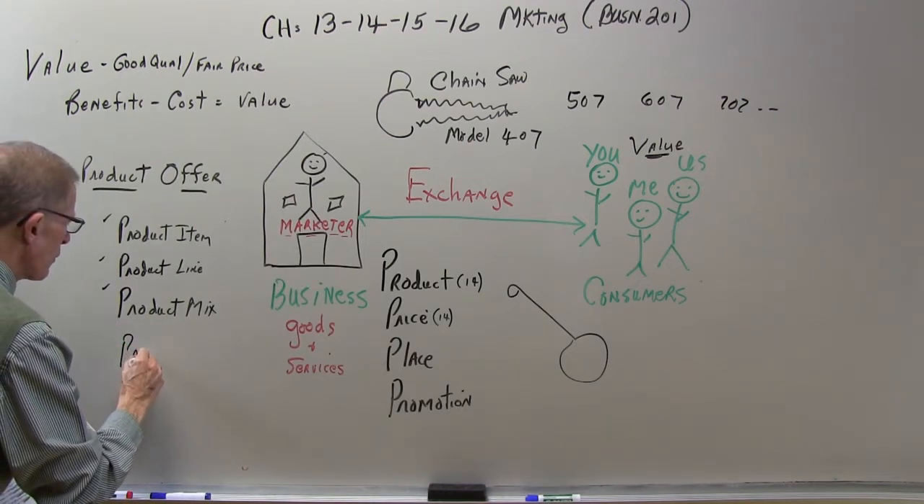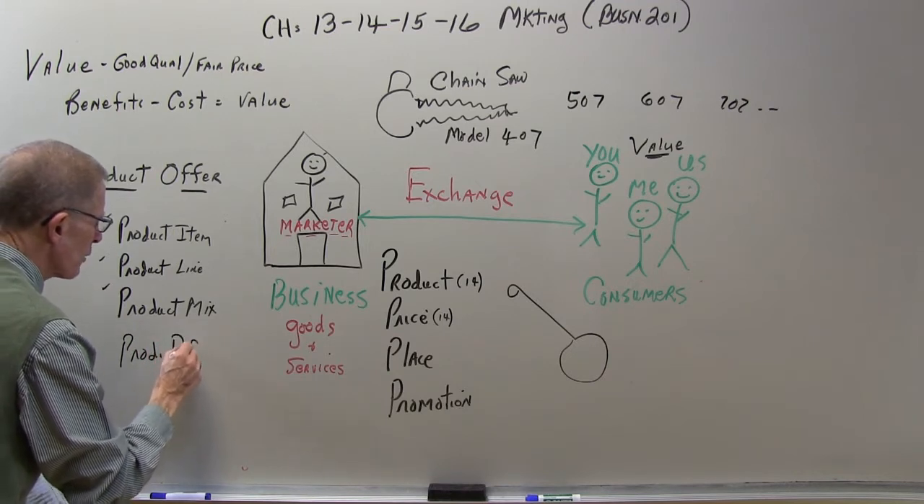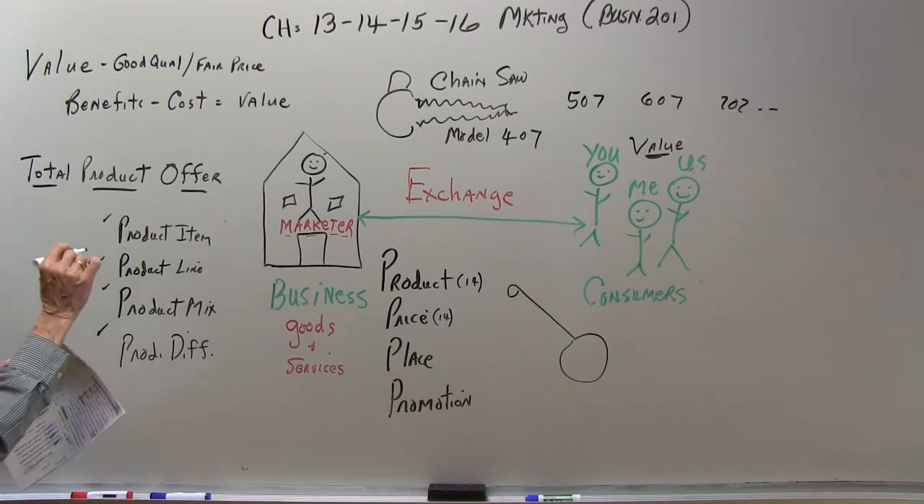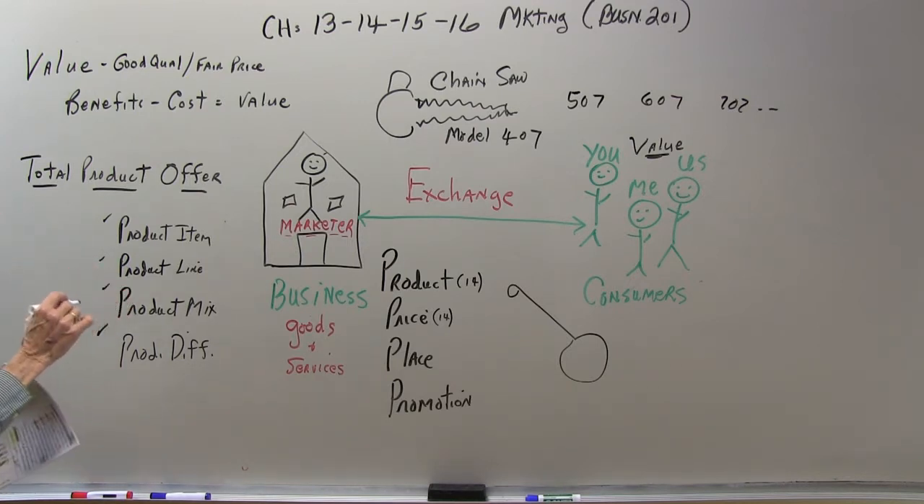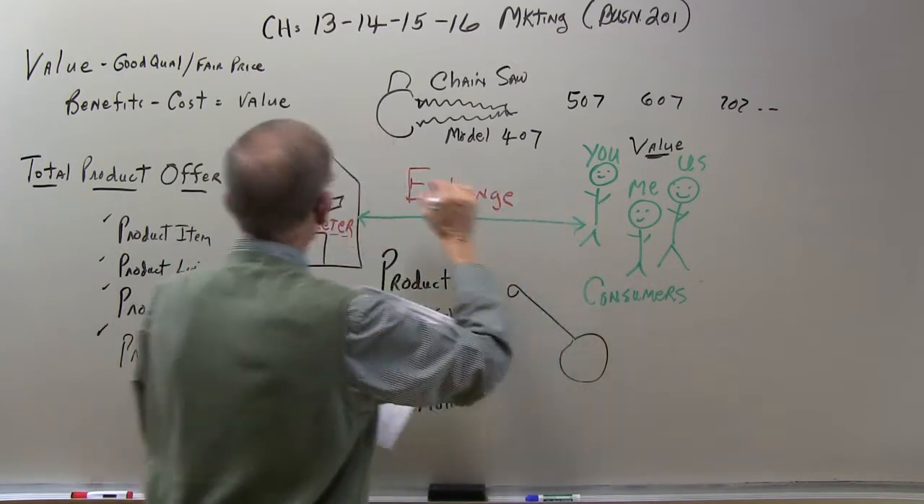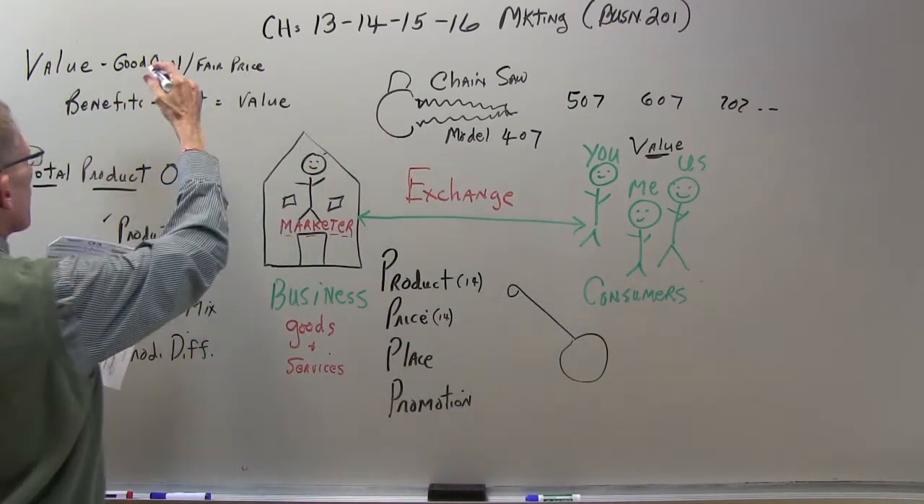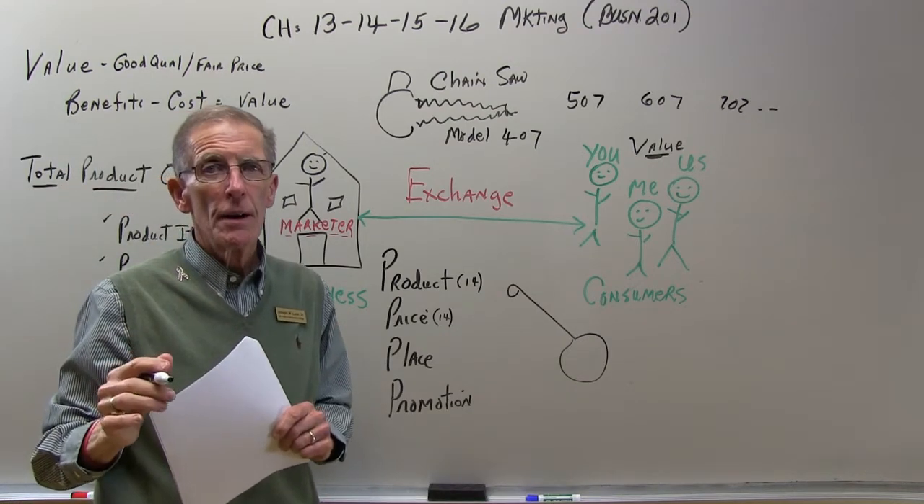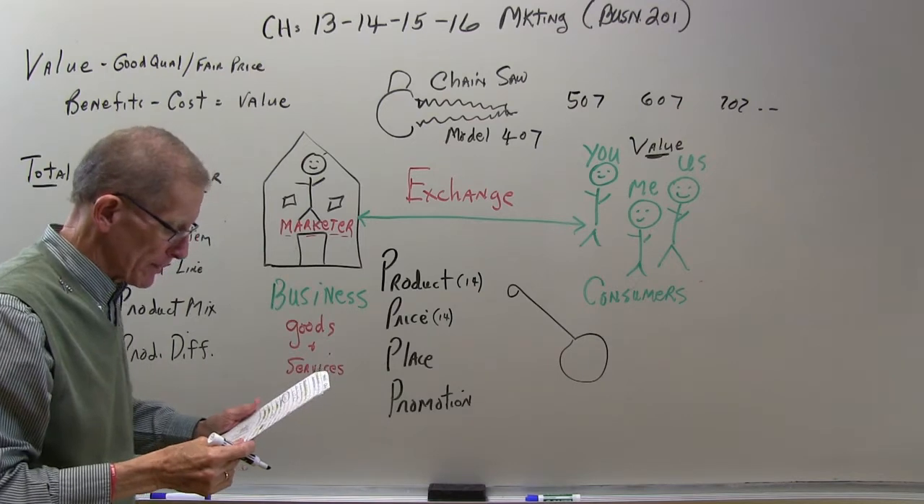Okay. Product differentiation. I think we talked about this in one of the earlier chapters, and I used blue jeans as an example. One of the things that marketers want to do is differentiate their product. If they can make their product different from other people's product, they have a good chance of making you feel like that product is of more value. You put more value in that product because that product is different. That product is special. That's product differentiation.